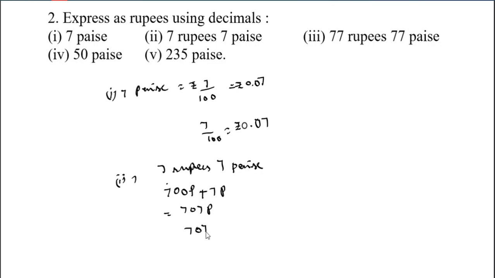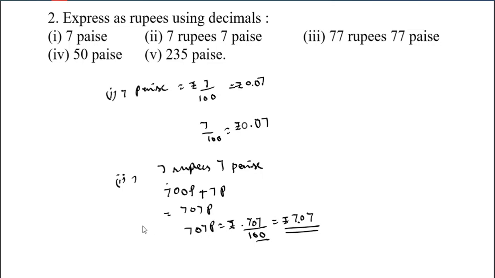Therefore, 707 paisa is equal to how many rupees? Now we convert lower to higher, so we must divide 707 by 100. Write the numerator as it is, 707. In the denominator, how many zeros are there? 2 zeros, so count 2 digits from the right-hand side, 1, 2, and put the point. Therefore 7 rupees 7 paisa is equal to 7.07 rupees. Like that we can do.